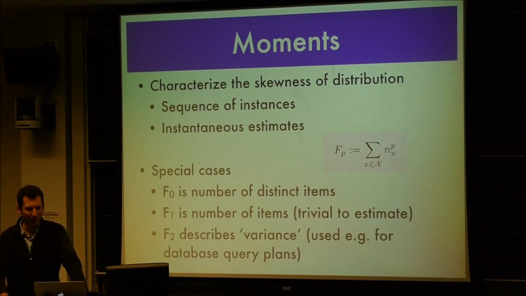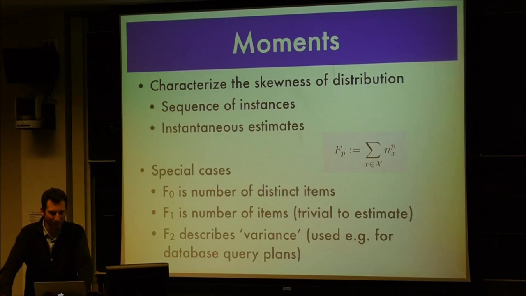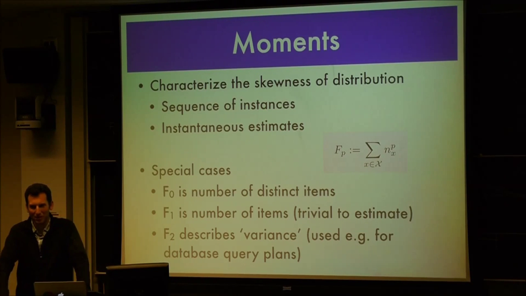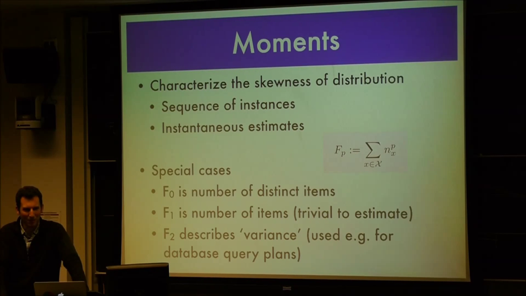Now, F1 is the only quantity that's absolutely trivial to compute. It's just the total sum of items that you've seen. You build a counter, problem solved. F0 is the number of distinct items that there are. So for instance, if you want to know how many species there are in an ecosystem, then it's really F0 that you're after. You basically have maybe a bunch of volunteers who happily go and catch animals or take pictures of them, and you want to find out how many distinct animals there are.